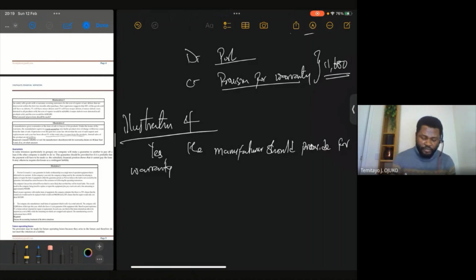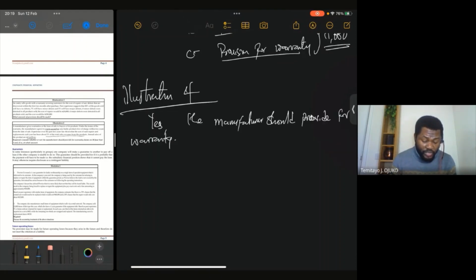Very, very important. Now, at what amount? Because that's what we've been asked to do. Now, what is the reason why the manufacturer should provide for warranty? So we can put because, one, there's a present obligation.